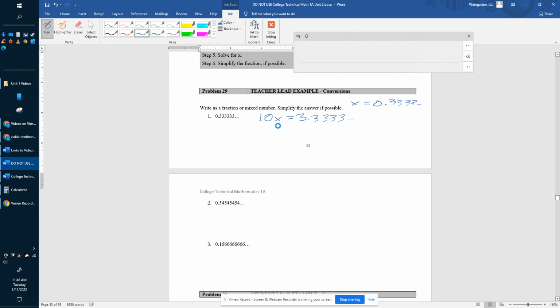We'll subtract off that repeating decimal, subtract x from one side, subtract 0.33333 repeating on the other side, because x and 0.3333 repeating are the same thing, and we get 9x equals 3. We'll divide both sides by 9, and we get x equals 3/9, and we reduce that fraction to 1/3.